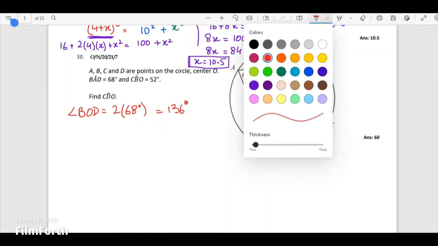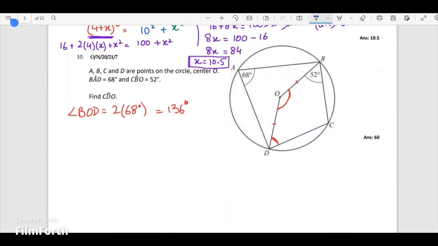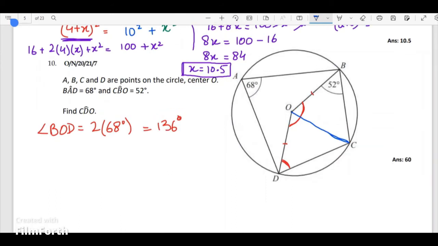So what we could be doing instead is, although they have not given us triangles, what if we make a line here and make a triangle of our own? So now this is a radius as well, and we have got now two isosceles triangles. This would be 52 degrees as well, and if these two are 52 degrees, we can work out this angle right here. So let's look at that first.